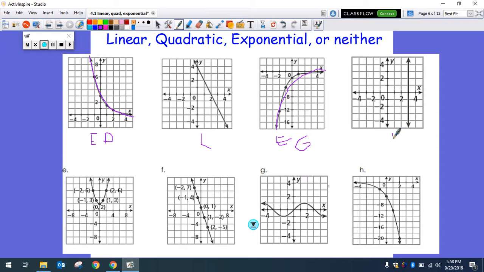This is a straight line, so it's linear. This makes a U, so it's a quadratic. Straight line, so it's linear. This one's actually going to be neither because it curves like that, and it's like a squiggle. And this one curves but goes down, so this is exponential, and because it goes down, it's decay, exponential decay.